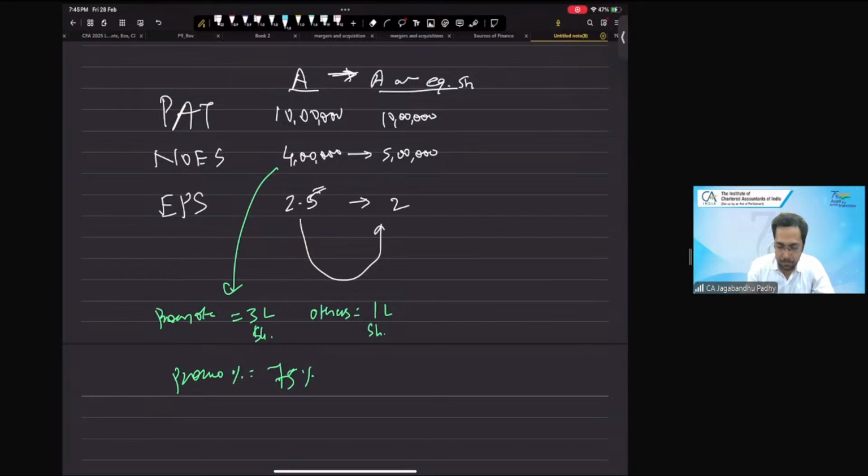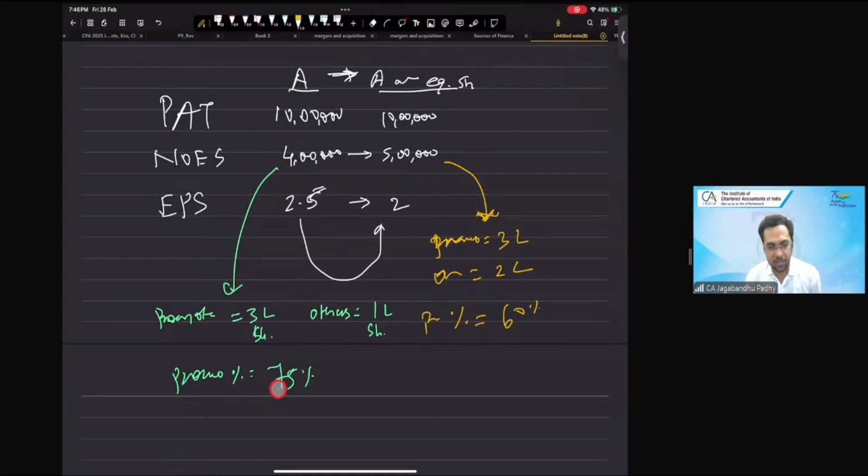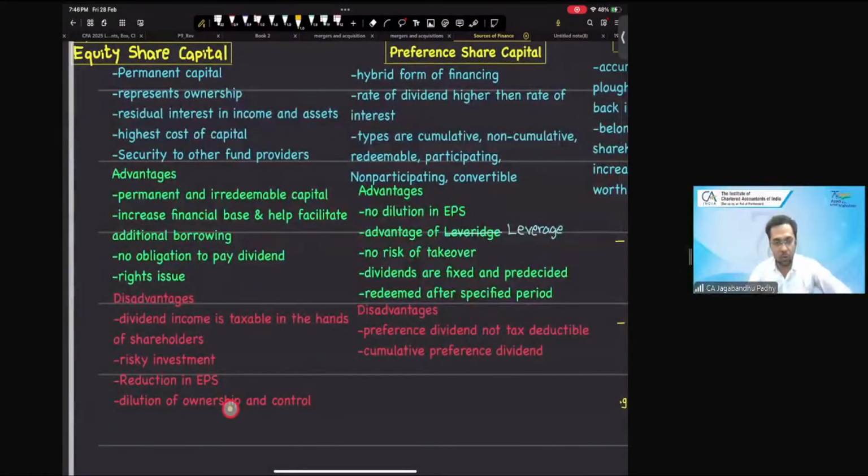Now, after the issue, what about this 5 lakh? How much is the promoter holding? Still 3 lakhs, but others are holding 2 lakhs. So what is the promoter's percentage now? After the additional issue of 1 lakh, how much is the percentage of holding by promoters? 60%. So promoters who were earlier holding 75%, can I say now they're holding just 60% of the company? So if you issue additional equity shares, there is going to be a dilution of ownership. And of course, control also, because as the ownership reduces, the control also reduces.